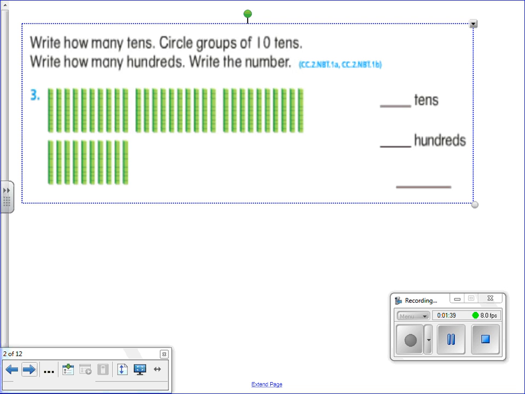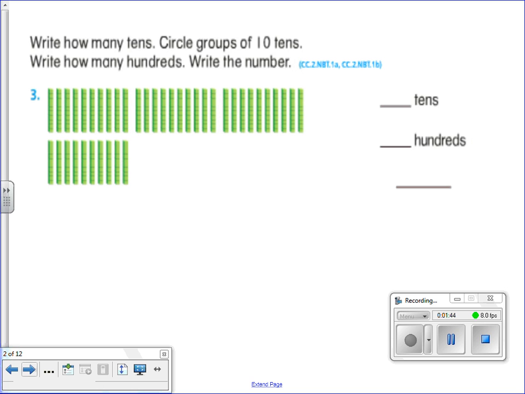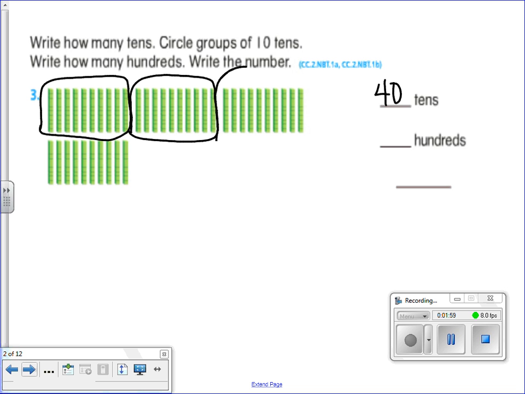There are 10 tens, 20, 30, 40. There are 40 tens in this group. 40 tens is the same as, well, let's look first. It says circle groups of tens. So here's a group of 10 tens. Here's a group of 10 tens. Here's a group of 10 tens. Here's a group of 10 tens.